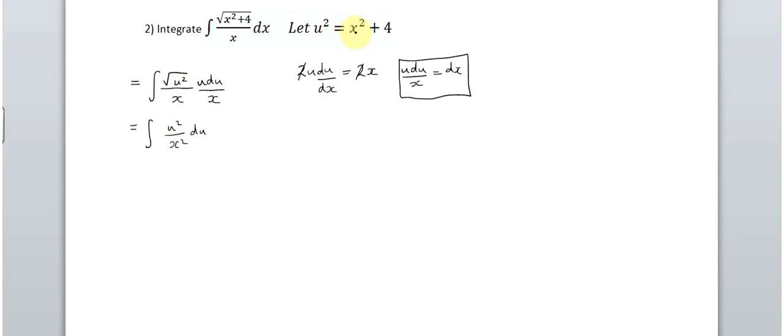Of course, x squared, we can get x squared out of this thing by rearranging it. So we've got x squared is equal to u squared minus 4. So this integral turns into u squared over u squared minus 4 with respect to u. And whatever you do, don't cancel those two there. You'll be tempted to, but you'll be committing that classic sin because you won't be cancelling common factors, of course.